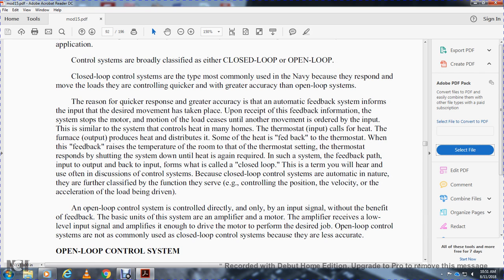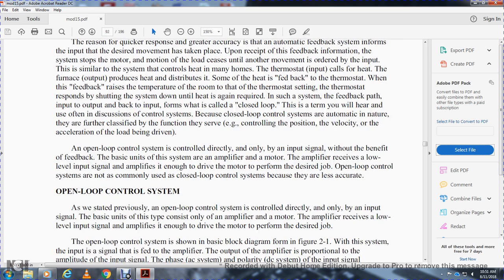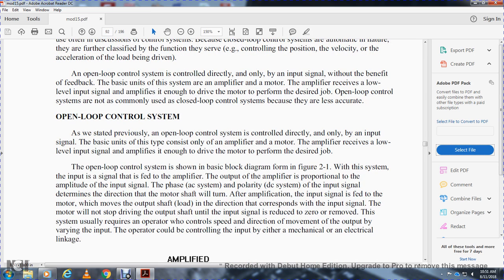Open loop control systems are not commonly used compared with closed loop control systems because they are less accurate. The open loop control system, as we stated previously, is controlled directly only by the input. The basic units are an amplifier and a motor. The amplifier receives a low level input signal but produces enough output to drive the motor to perform the desired job of the open loop control system, as shown in the basic block diagram.